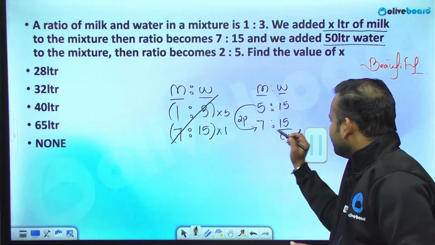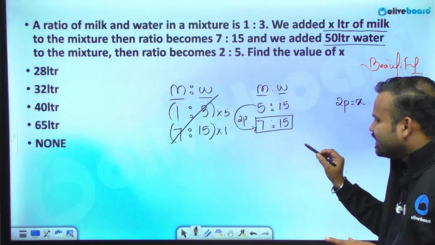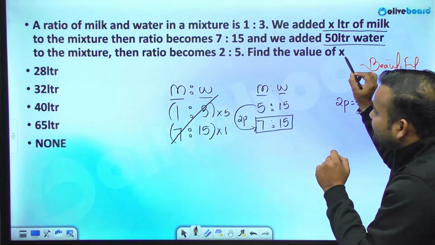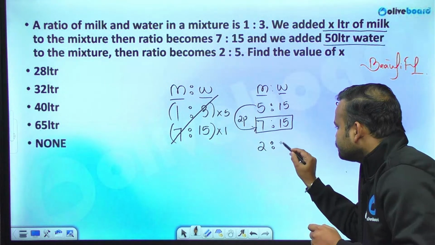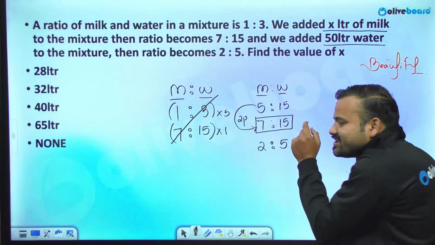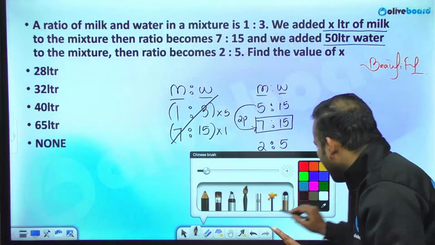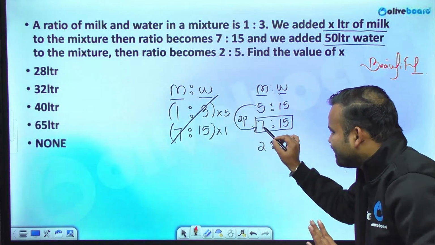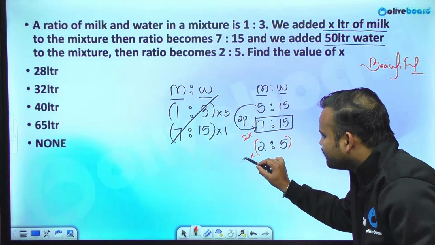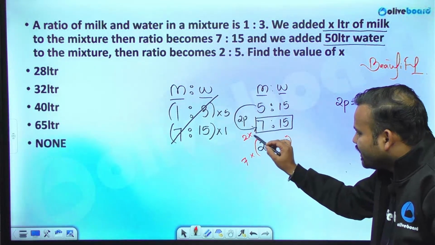So basically the container now has milk and water in the ratio of 7 and 15. The moment I am adding water, the ratio again changes to 2 and 5. Now this particular change is because of the addition of water. That means now I have to make that milk wala part constant. So how to make this 7 and 2 constant? By multiplying this by number 2 and by multiplying this by number 7. Fine. So if you are multiplying this by 2, even this will become 2 times.